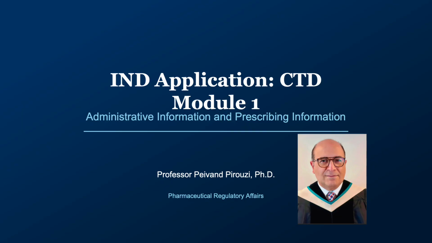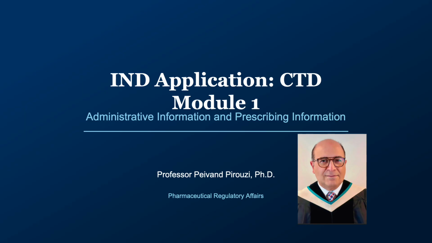While Modules 2 through 5 are harmonized internationally across the ICH regions, Module 1 contains administrative information that's unique to each regulatory authority. For the FDA, this module is absolutely critical because it sets the administrative foundation for your entire IND application. Think of Module 1 as the front door to your submission. It's where the FDA first engages with your application, and it needs to be impeccable.